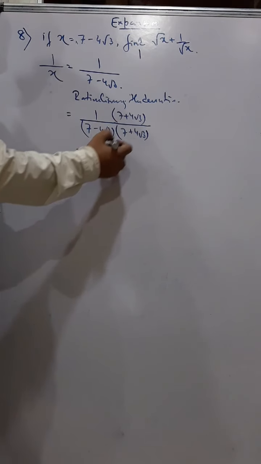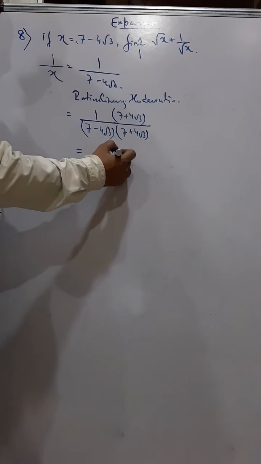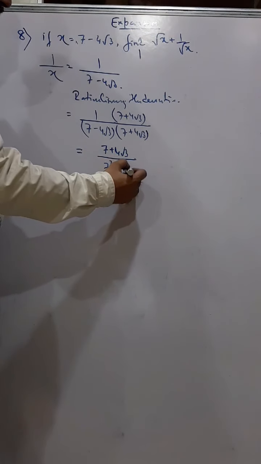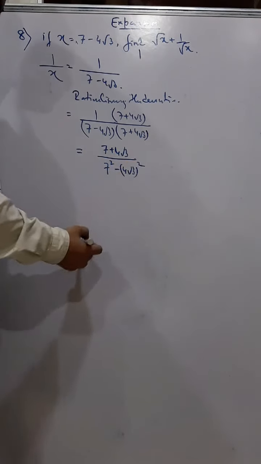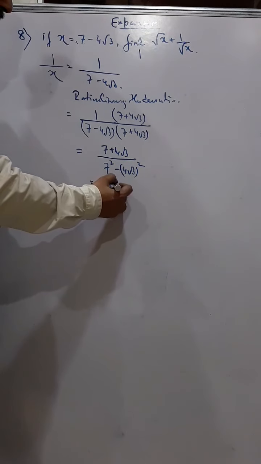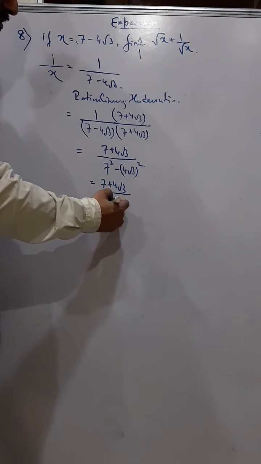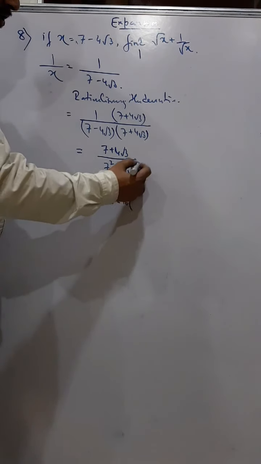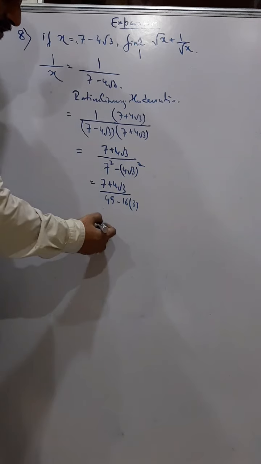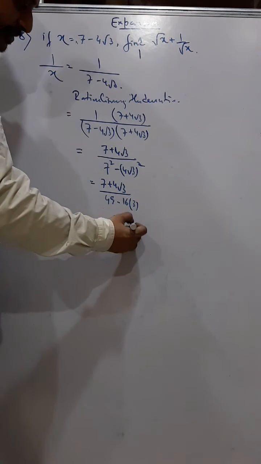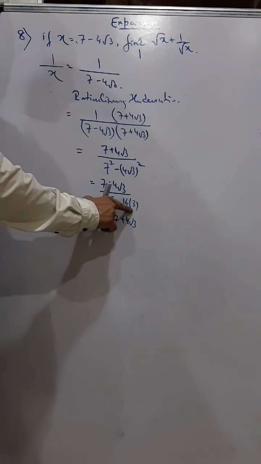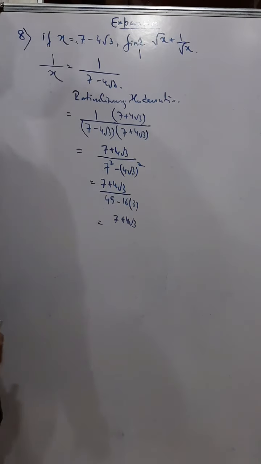Then 7 plus 4 root 3, then a square minus b square, 7 plus 4 root 3, 49, 4 square means 16 and root 3 square means 3. So finally I got 7 plus 4 root 3 by 1. What is 49 minus 48? 1. So that means 1 by x, the value is this.